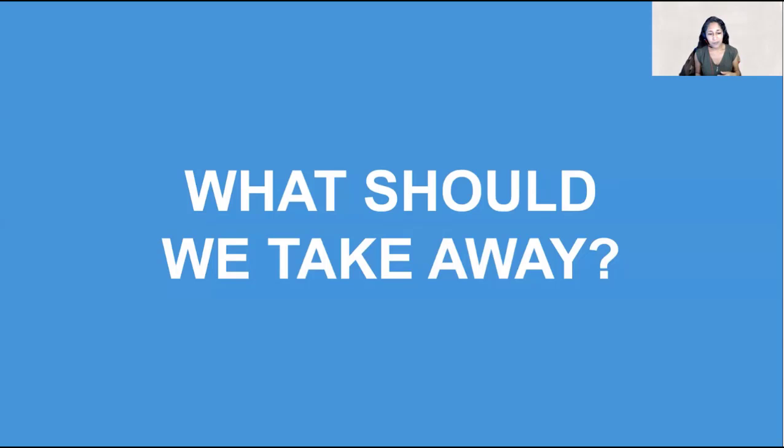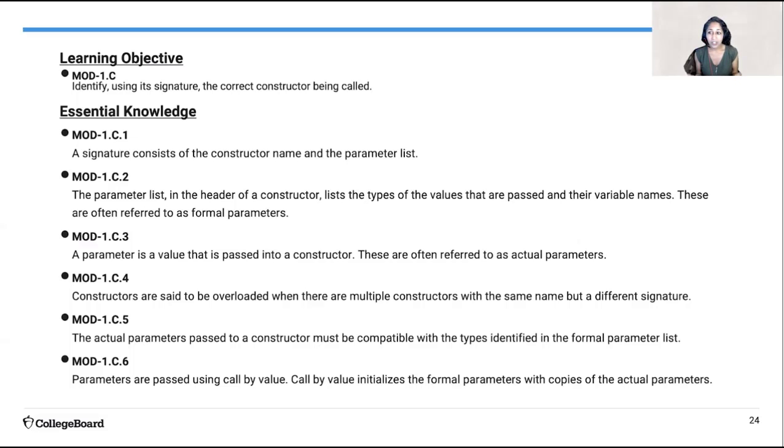So what should we take away? We know that our signature not only defines how we're going to create that object, but also helps the compiler determine which signature I'm using when I'm creating objects and there are multiple constructors available. That parameter list is helpful in making sure that we're passing the right values as well. We know that formal parameters are what's actually defined in the signature, and the actual parameters are the actual values that I'm calling the constructor with when I go to create my object. Constructors are overloaded when I have multiple constructors.